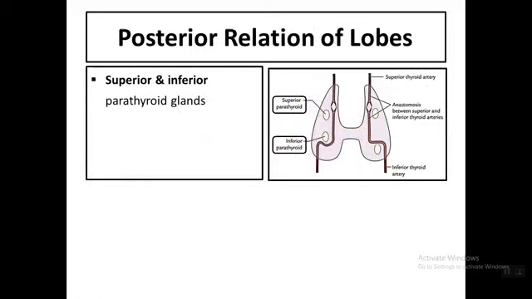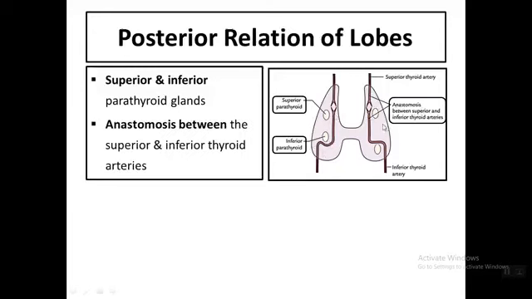Another posterior relation that is in direct contact with the gland is the superior and inferior parathyroid. They are attached directly to the posterior border of each lobe. And we have the anastomosis between the superior and inferior thyroid artery, also related to the posterior border of the two lobes of the thyroid gland.